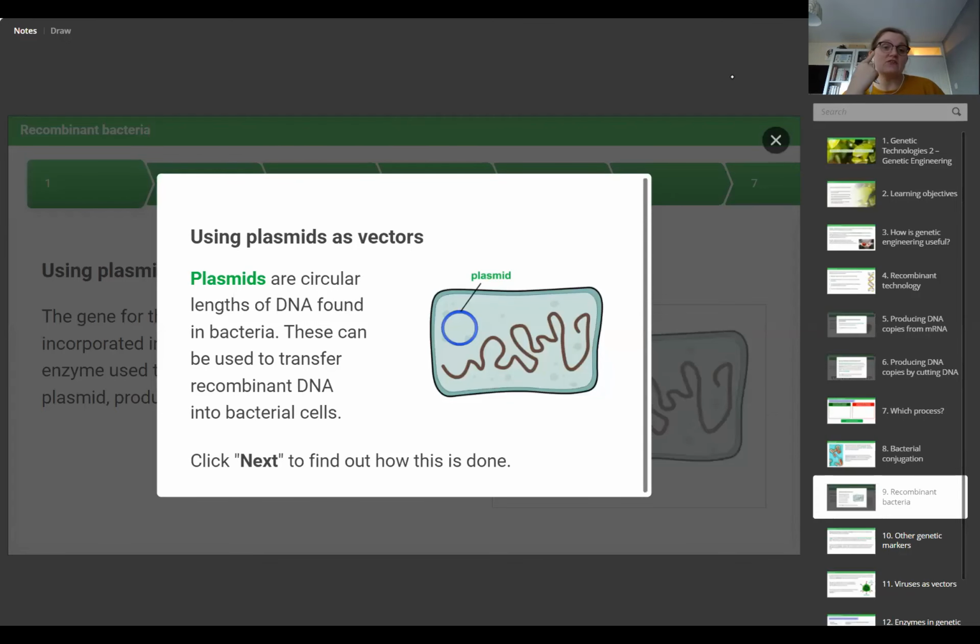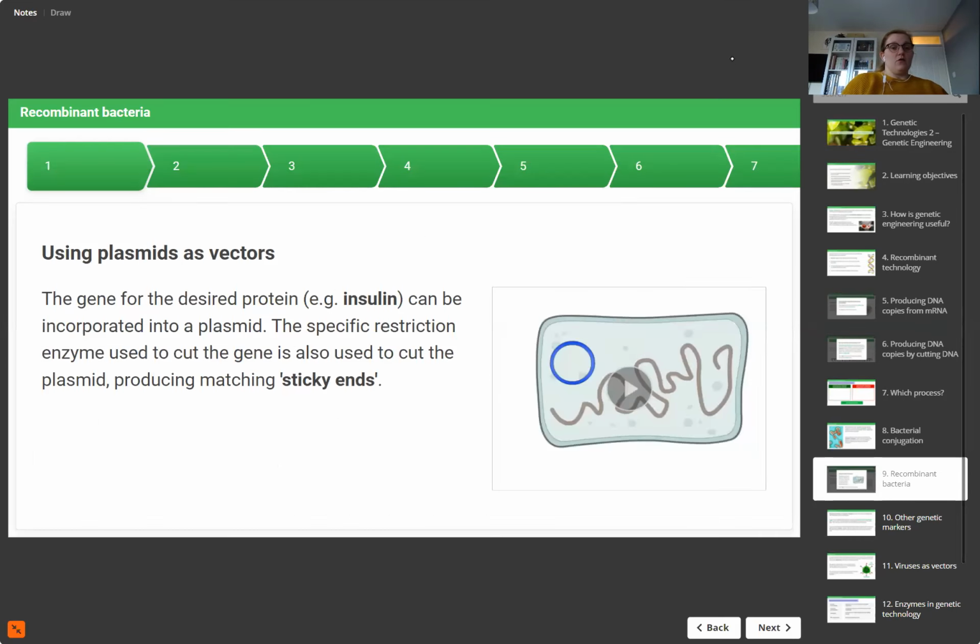Okay, so coming back to recombinant bacteria now, we can use plasmids as vectors. Plasmids are circular lengths of DNA that we find in bacteria, and these can be used to transfer recombinant DNA into bacterial cells. So what we would do is take a gene for the desired protein, we're going to stick with insulin, and this can actually be incorporated into a plasmid.